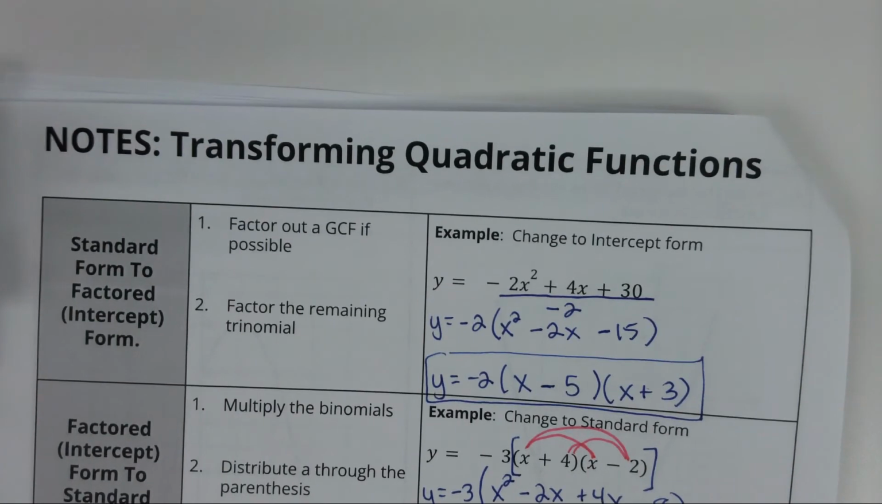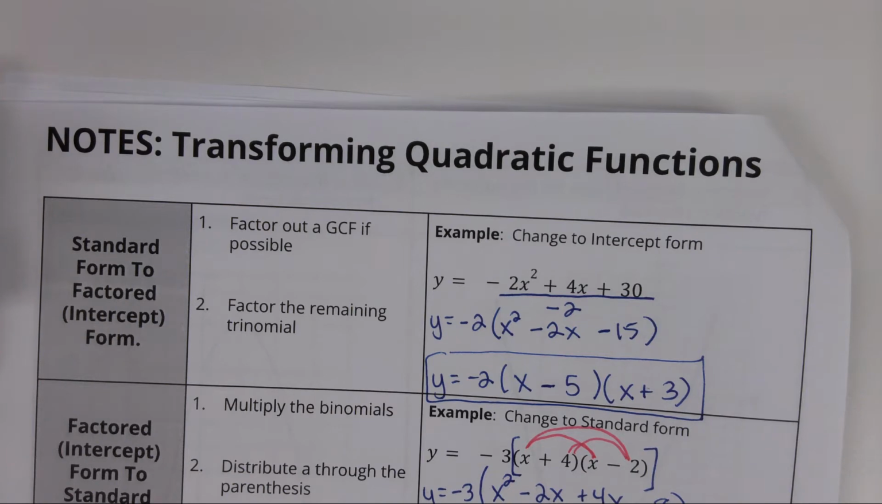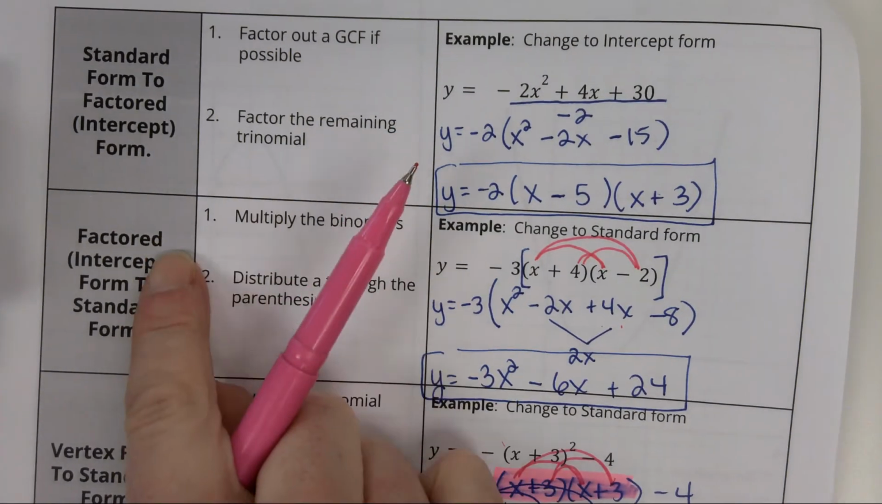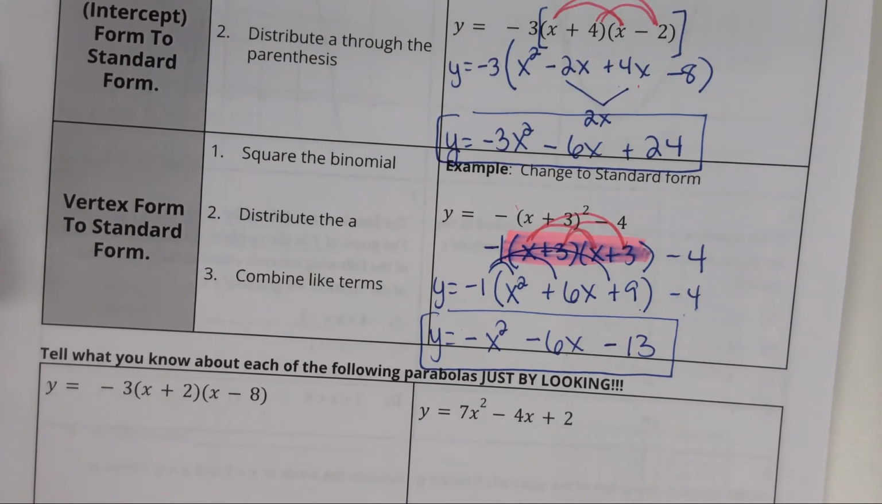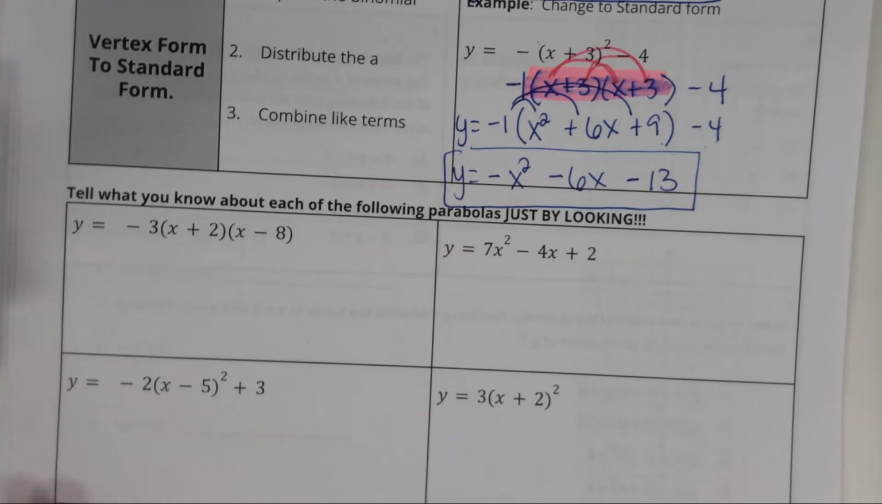Standard form, the key feature of standard form is the very last thing in standard form. Only standard form gives us our y-intercept. Factored form, we can find the intercepts from. Vertex form, we can find the vertex from. So let's take a look at this.